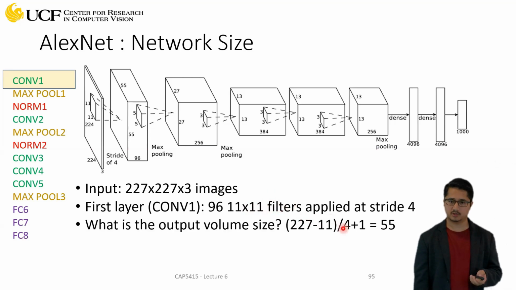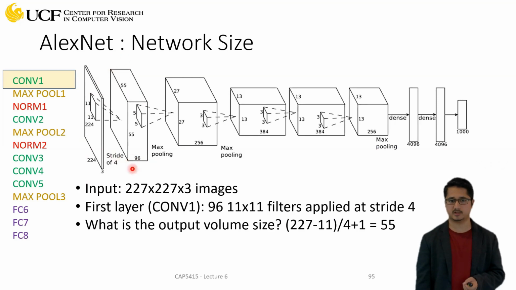Now, if you use the formula which we already know, you can just put it there, and that will give you the number 55, and that's why you have a 55 cross 55 resolution of the output activation map. And the third number, which is the depth of the activation map, is 96. This 96, as you know, is coming from the number of kernels we have. So we have 96 different kernels, which means we will get 96 of these activation maps. Okay, so that was the first convolution layer.